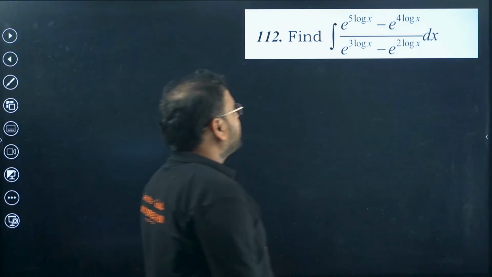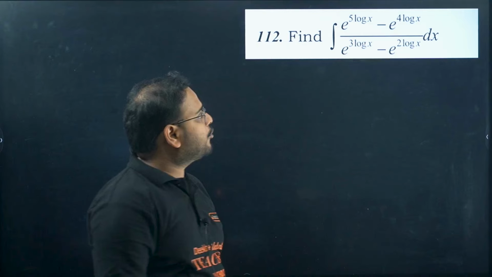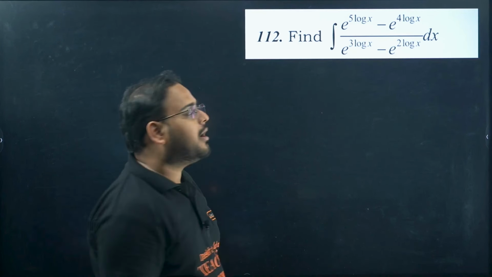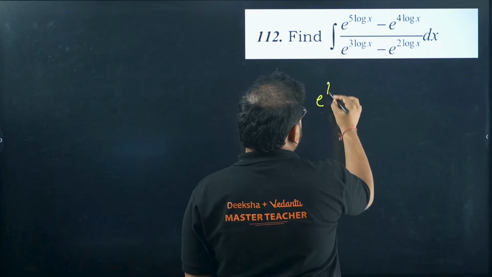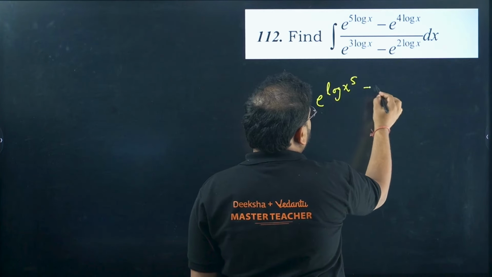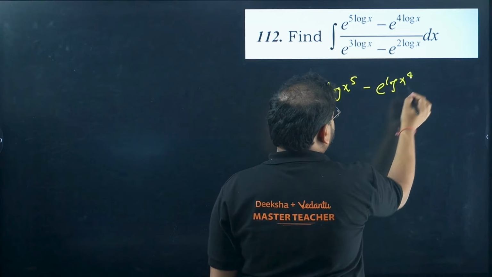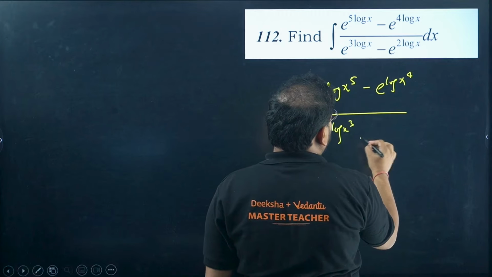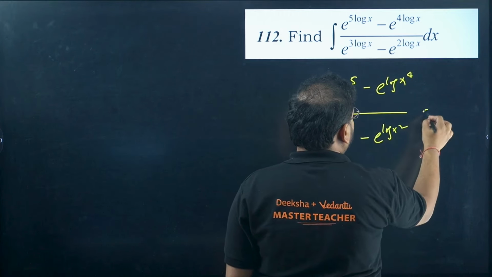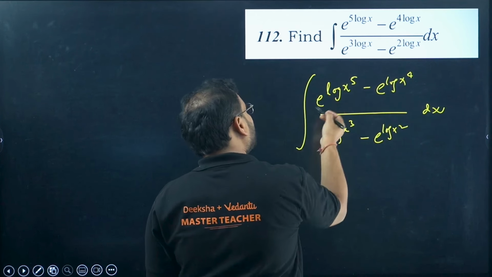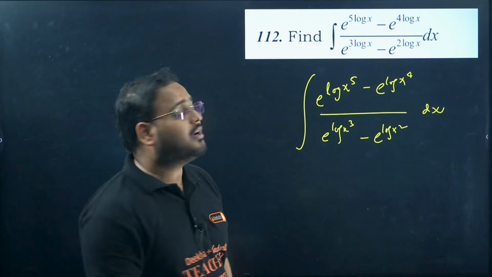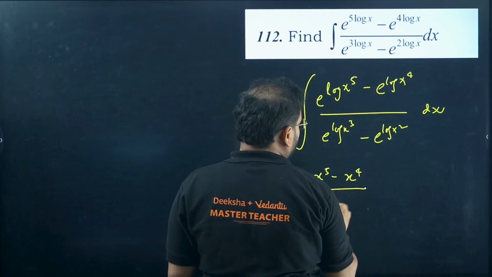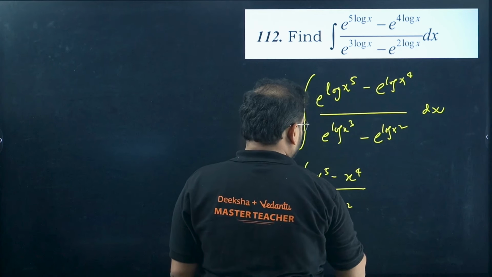Okay, another 3-mark question. So we have e power 5 log x, e power 4 log x, e power 3 log x, and e power 2 log x. Whenever you have log, try to take the coefficient as their powers. You'll have a much easier life solving the problem. e power log x power 5 minus e power log x power 4 by e power log x power 3 minus e power log x the square. We have dx and integration. e and log are the inverse function of each other. So basically I'll have only x power 5 left. So x power 5 minus x power 4, x power 3 minus x square, integration.